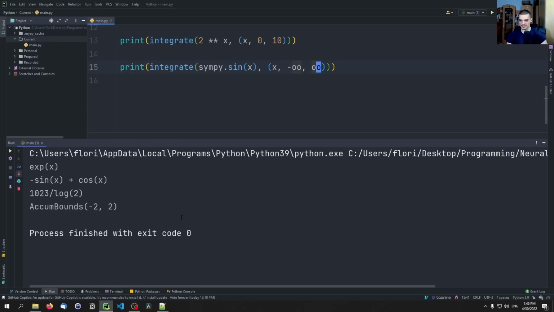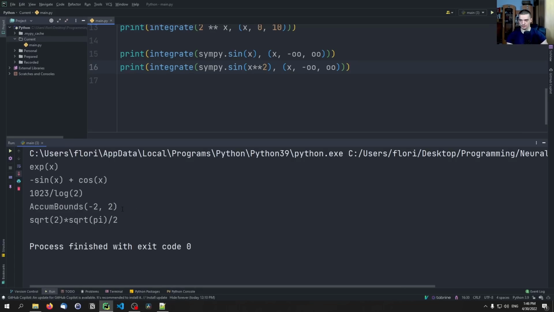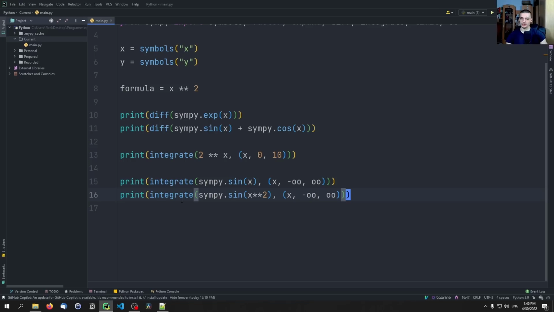So this would give us accumulated bounds, negative to 2, so anything in between here. We can do the same thing with x squared, and I think then we should get a different value, right? Yeah, then we get the actual value, square root of 2 times square root of pi divided by 2. So you can play around with that.